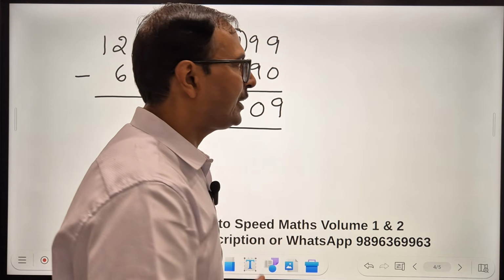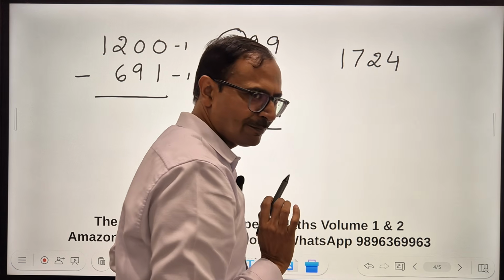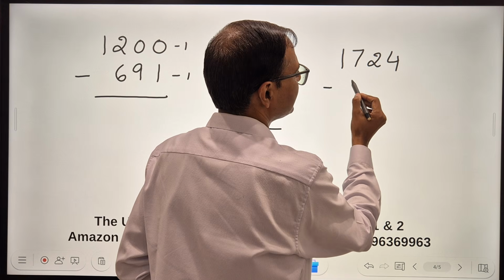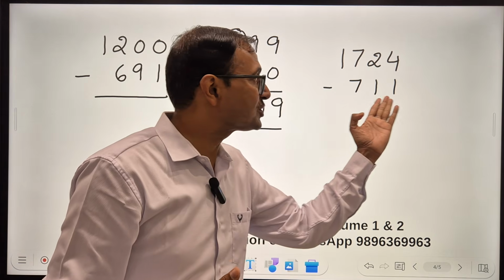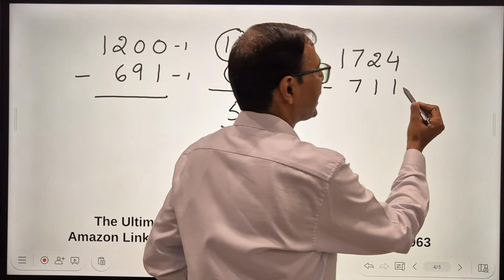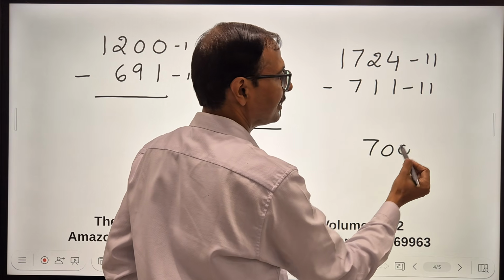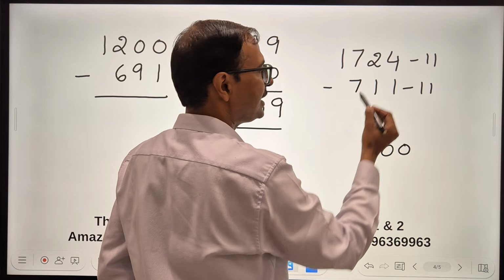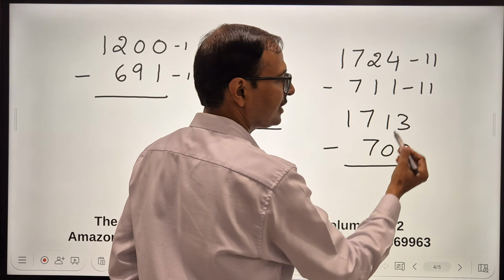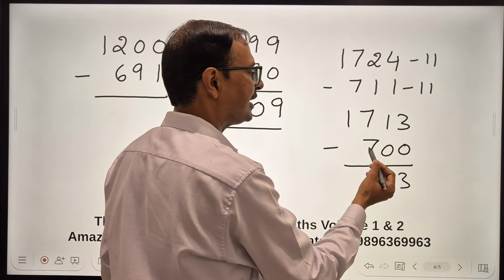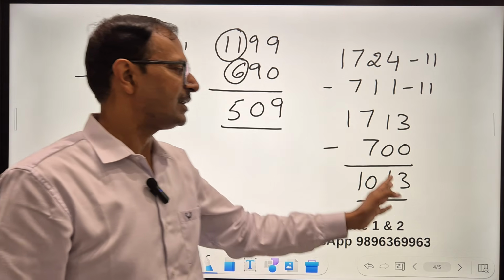And likewise, so many different problems, like 1724. Okay. And I want to subtract 711 from this. Now you can actually convert this to a very simple number by subtracting 11 from this and 11 from this. Why? Because the second number becomes 700 and first number 24 minus 11 is 13. So 1713. And suddenly you realize problem is easy. 13 minus 0 is 13 itself. 17 minus 7 is 10. 1013 happens to be the difference between these two.